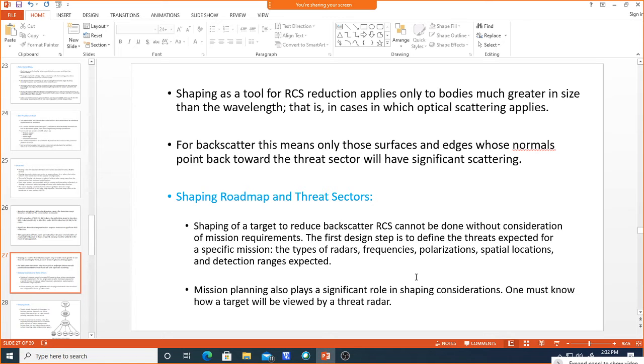One must know how a target will be viewed by a threat radar. Say for example an opposite radar, if it is viewing our system, how does it actually look? So prior to that you have to know in which direction and in which mission you are operating. Based on that you have to know the threat regions. So in our system we have to identify the threat regions, and based on those threat regions we have to reduce the radar cross section.